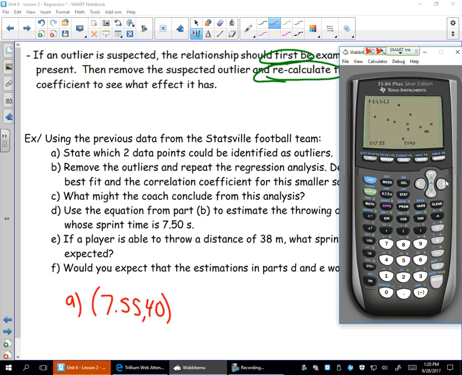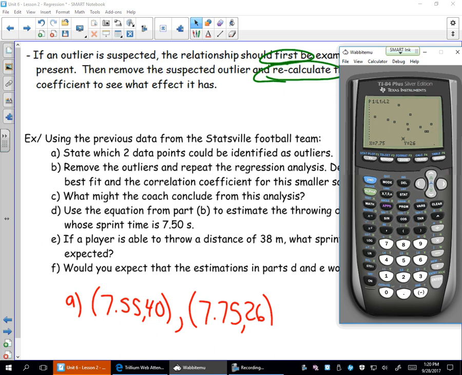7.55 and 40. And if you keep going dot to dot, the next one is 7.75 and 26. So to remove an outlier, we have to go back to our data, stat, edit. And then we have to go down the list till we find those. So 7.55. I want to delete that one.